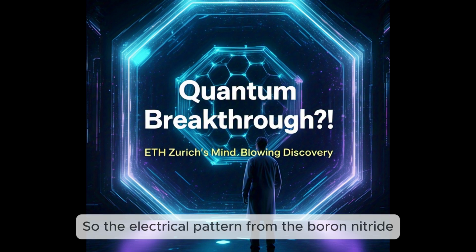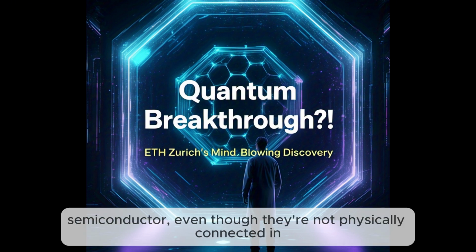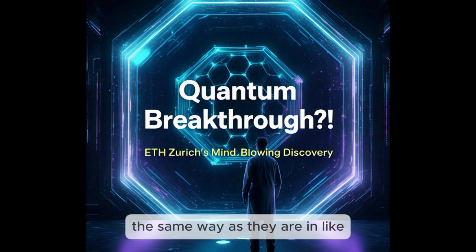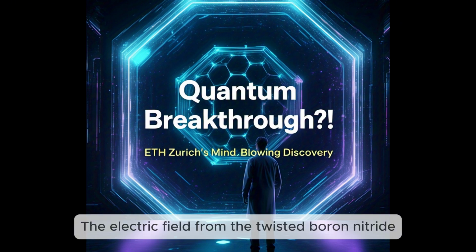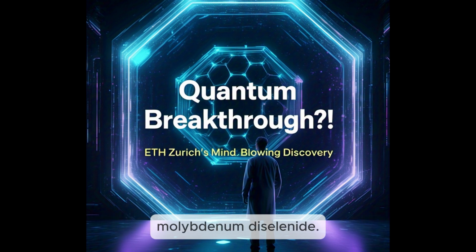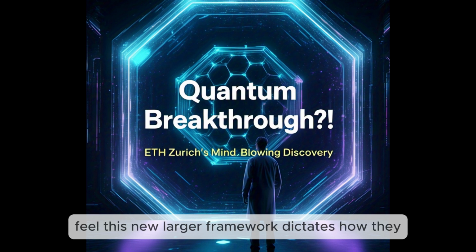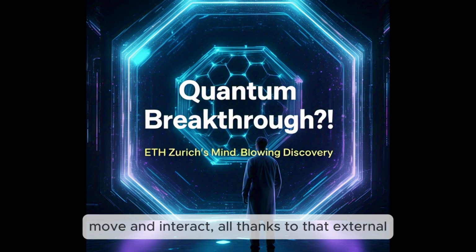Okay, so the electrical pattern from the boron nitride is kind of like imprinting a new structure onto the behavior of the electrons in the semiconductor, even though they're not physically connected in the same way as they are in a traditional moiré material. Absolutely. That's the real innovation here. The electric field from the twisted boron nitride is creating an artificial crystal lattice within the molybdenum diselenide. So those electrons in the semiconductor basically feel this new larger framework that dictates how they move and interact, all thanks to that external electric field.